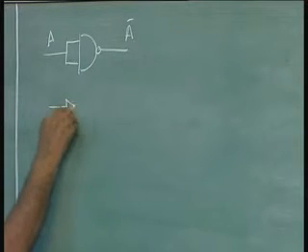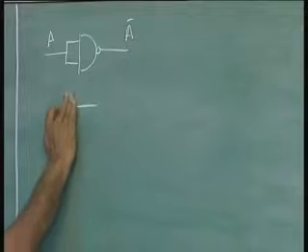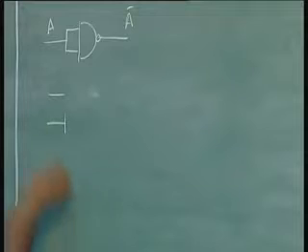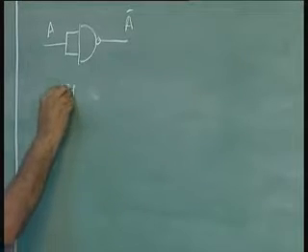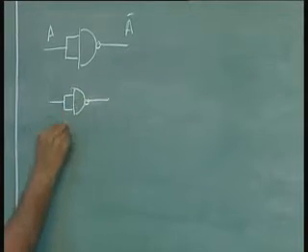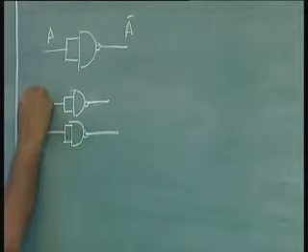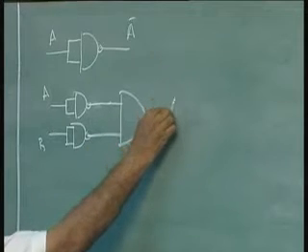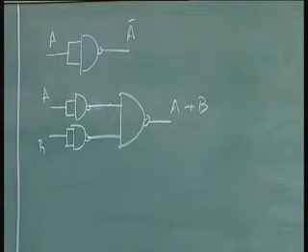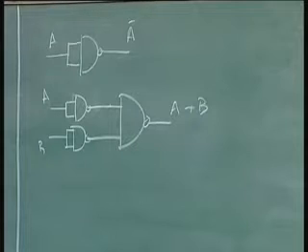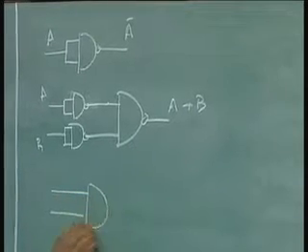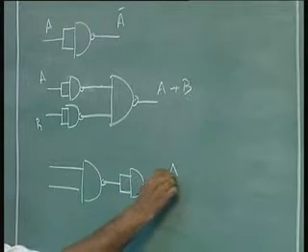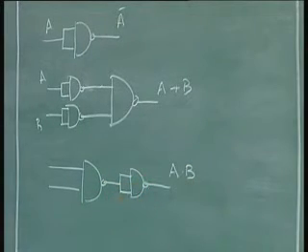A NAND with inputs, if you want to put it in the NAND way, this is what? A or B? This is A and B. Is that right?